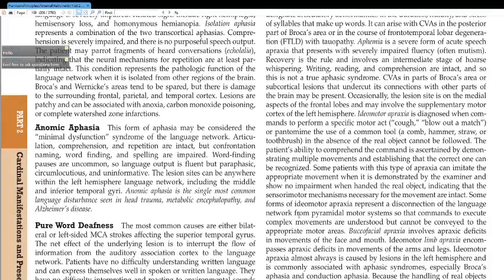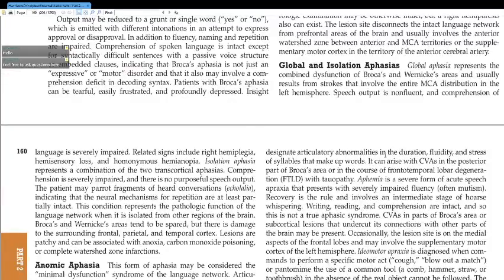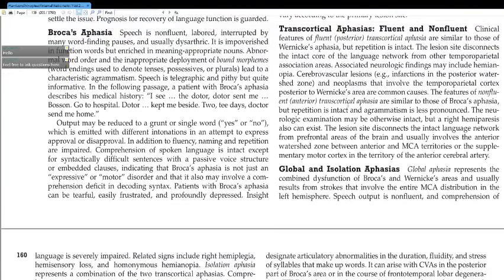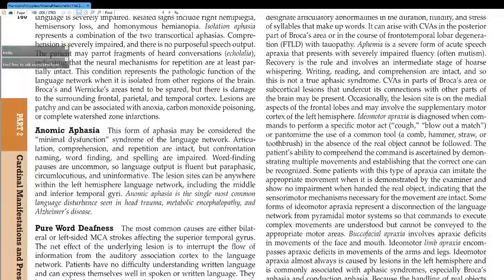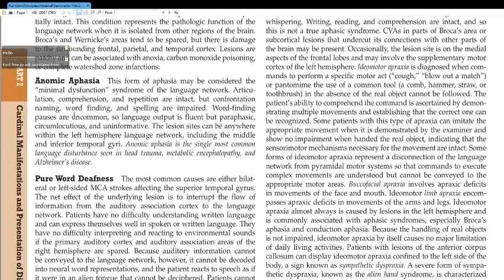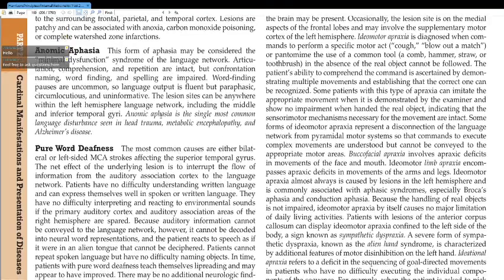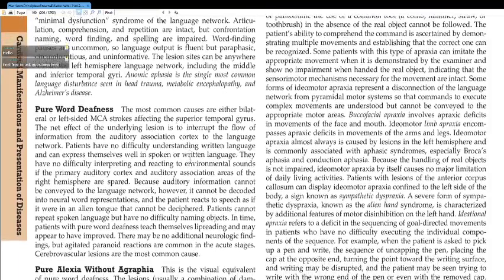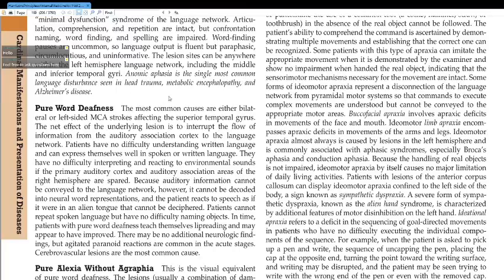Okay, we've gone through about different aphasias now. We've read about transcortical aphasia, which are of two types, fluent as well as non-fluent. We've already studied the features. Then the other type is anomic aphasia, which is the minimal dysfunction syndrome of the language network. Word finding pauses are uncommon, so language output is fluent but paraphasic, uninformative. The lesion sites can be anywhere. It is the single most common language disorder.